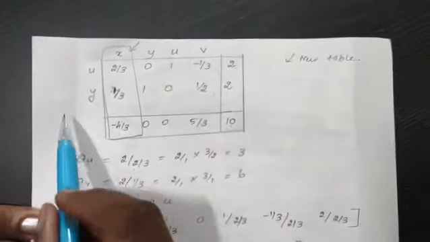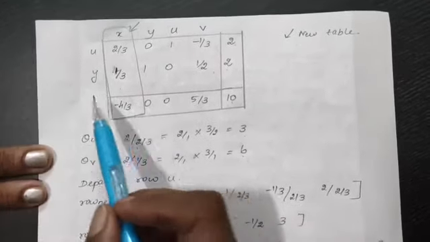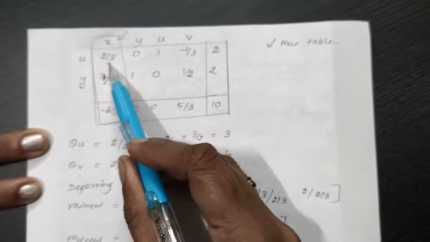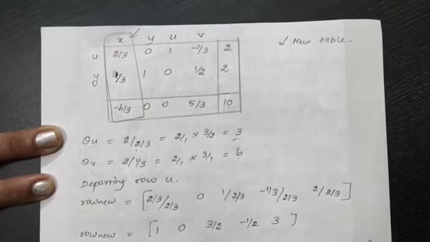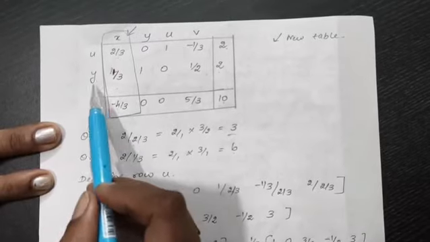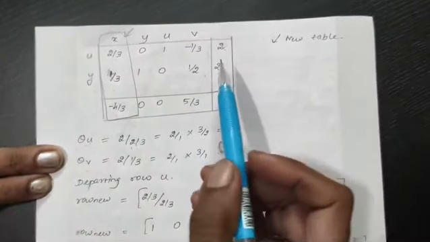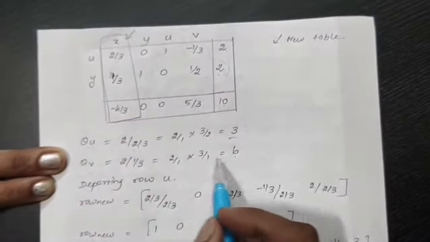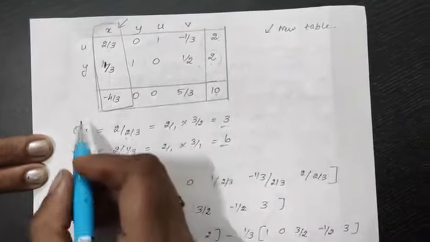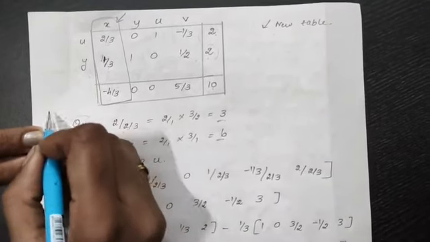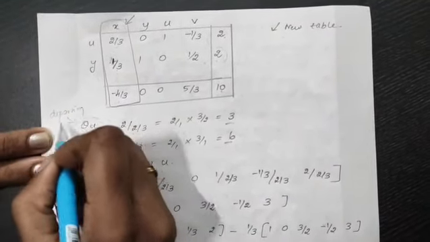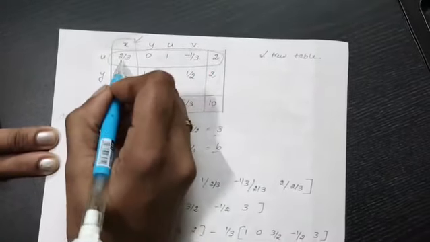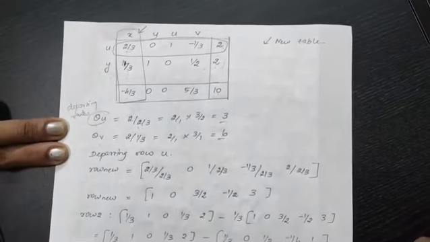Now we have to calculate the theta value. Theta can be calculated by the rightmost entry 2 divided by this pivot column entry 2 by 3. So we are getting the value 3. Likewise, the next row can be calculated by the last entry 2 divided by this 1 by 3. So we are getting 6. Here this one is the minimum value, so this is the departing row. Now we can mark this one. This is our pivot value, 2 by 3 is our pivot value now.